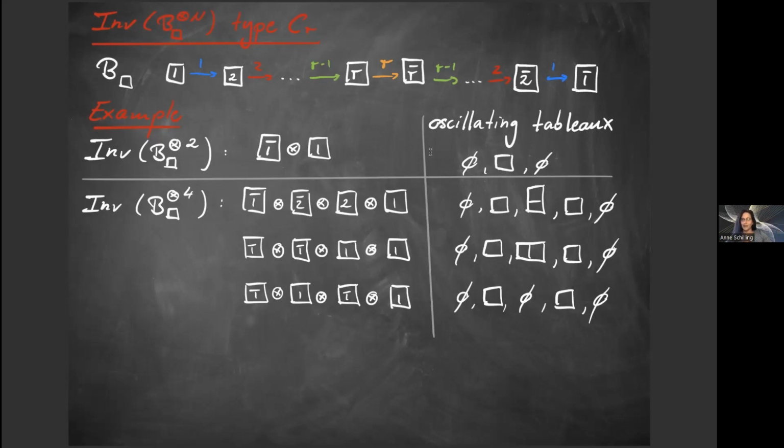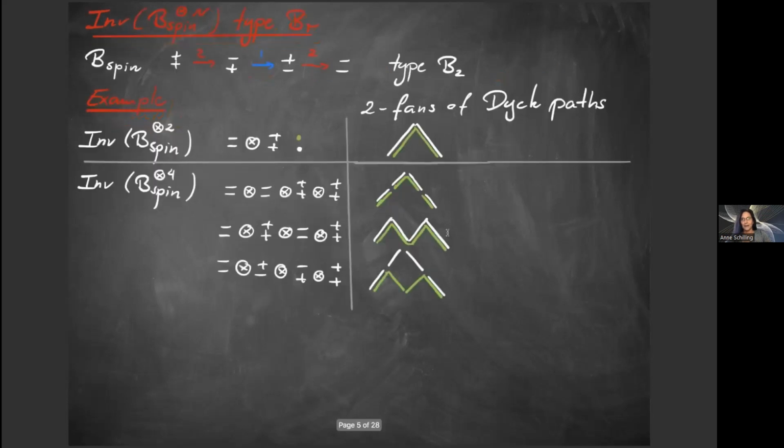And you can see that all of these actually correspond to oscillating tableaux, where you can either add a box or remove a box from your partitions. Okay, so that is another example. And let me give you one last third example, which corresponds to the spin representation for type B_r. So here I've given you the spin crystal for type B2, and we will look at more general spin crystals in a moment.